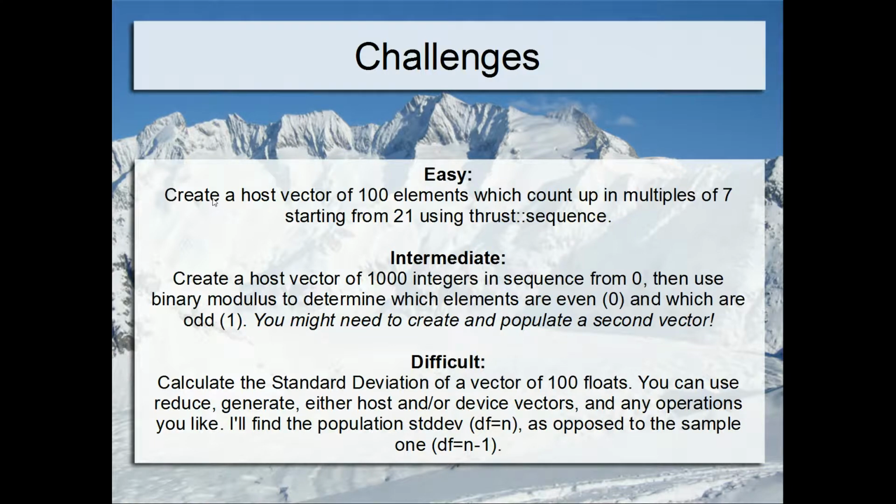The easy challenge, in quotes, I don't know how easy it is, but I want you to create a host vector of 100 elements that count up in multiples of 7, starting from 21. You can use the thrust sequence transform for that.